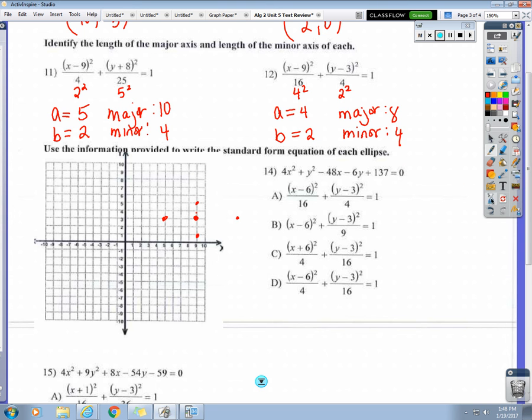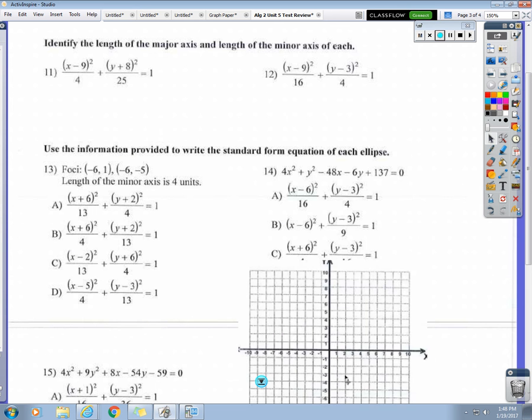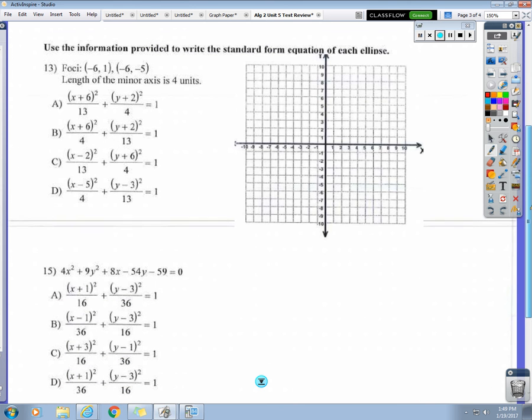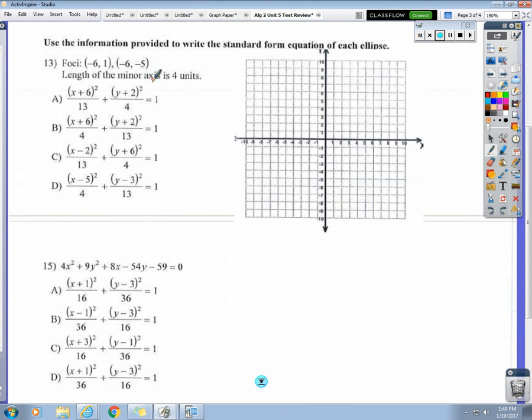Okay, now let's look at the next question. Number 13. You're probably gonna want to graph this one, so you can do that on your graph paper. They give you the two foci points, and they give you the length of the minor axis. So the first thing I'm going to do is plot the two foci points, -6, 1, and -6, -5.